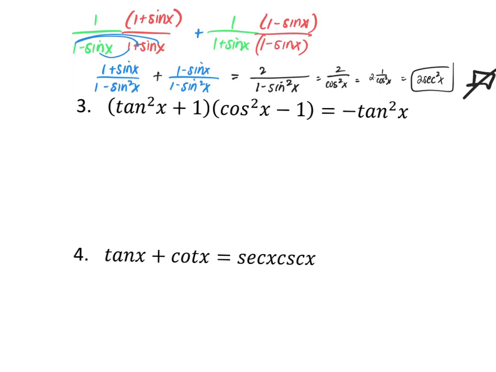The left side is most complicated here. And what I'm going to do is, actually, both of these are looking to me like Pythagorean identities. I know that tangent squared plus 1 equals secant squared. That is an identity. And then cosine squared minus 1 would mean that I had subtracted 1 from both sides and subtracted a sine squared from both sides. So this actually equals negative sine squared. And I used Pythagorean identities here.